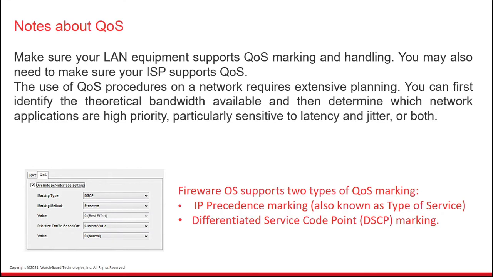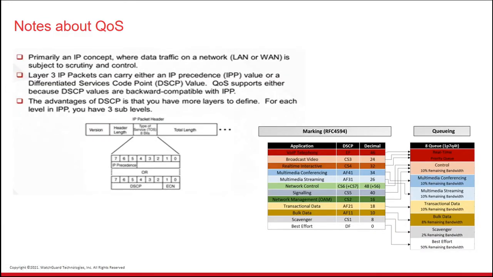Another thing that we need to mention is that the firewall operating system supports 2 types of quality of service marking, which, as I mentioned before, are the IP precedence marking, which is the type of service, and the differentiated services. Today we're going to take a look at the IP precedence and how we can use it on our network, even if we are not dealing with end-to-end or over VPN quality of service. Other notes that relate to quality of service: it's primarily an IP concept, right? The data traffic on the network, which could be a LAN or a WAN, is subject to specific security and controls when it comes to the policies, and we want to apply quality of service to it.